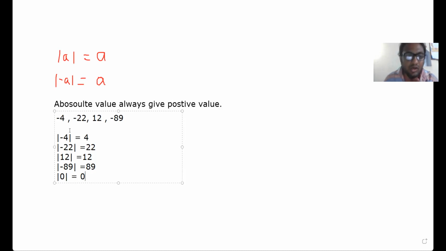The symbol of the absolute value or modulus value is the two lines. Whatever the value placed in between the two lines is called the absolute value. So I'm just repeating again, whatever the value is written in these two lines is considered as modulus or absolute value. So I think you get the point. The same thing is mentioned in the book.